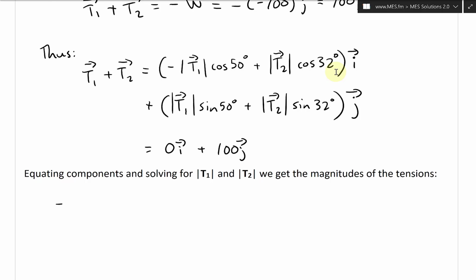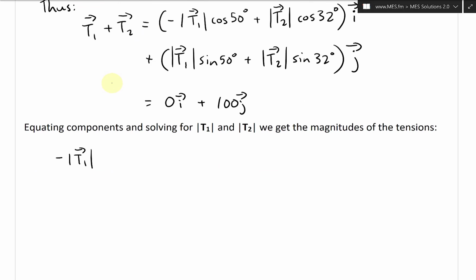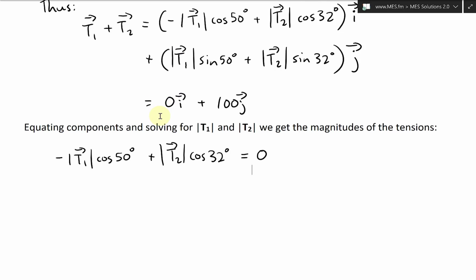So negative length of the T1 vector times cosine 50, the horizontal components, plus length of the T2 vector times cosine 32. The T2s have 32, T1s are the 50 degree angles. This needs to equal 0, so the components vanish there. And this other one needs to be 100.